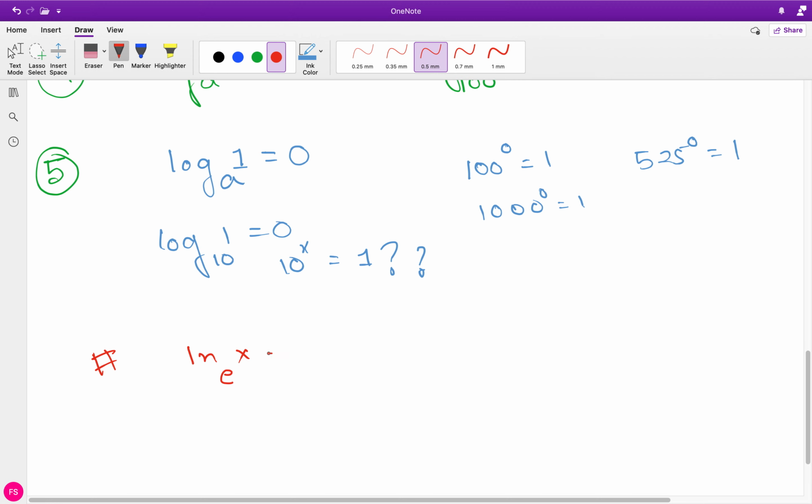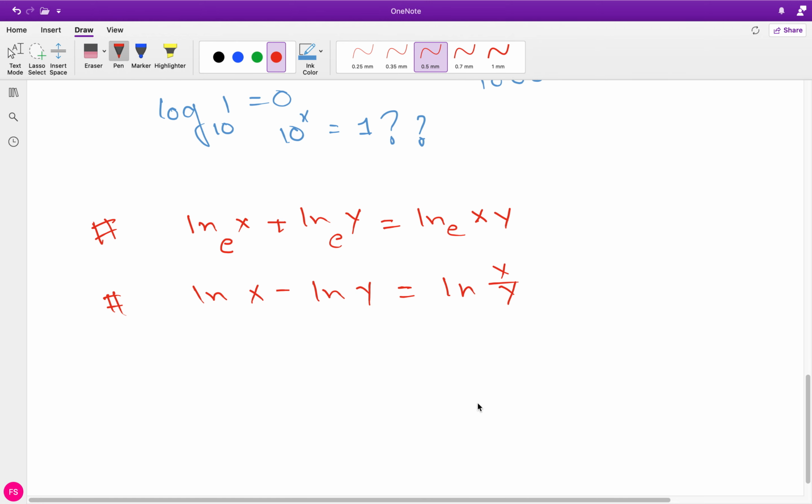If you have ln of x plus ln of y with the base of e, this will give you ln of x times y, so ln of xy to a base of e. If you have ln of x minus ln of y, I'm not going to write the base anymore, because whenever you have ln, it just means the base is e, this equals ln of x over y as well.